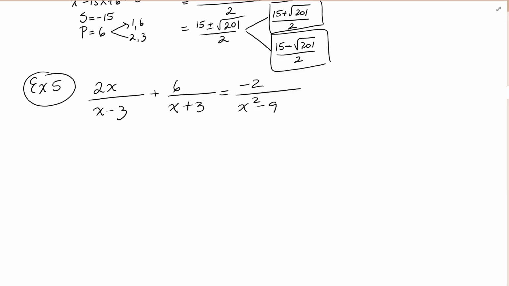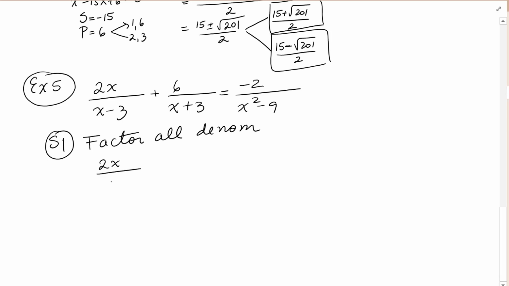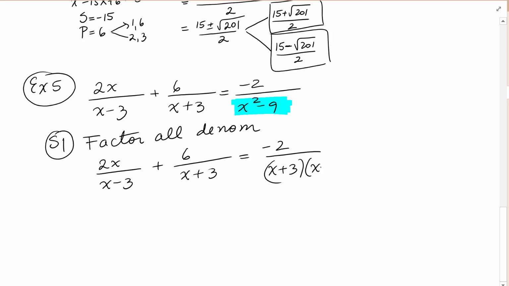Okay, let's solve example 5 from the list. So we have 2x over x minus 3 plus 6 over x plus 3 equals negative 2 over x squared minus 9. So first step, step 1, factor all denominators. So we have 2x over x minus 3, that's already factored, plus 6 over x plus 3, that's already factored. Negative 2 over, well, x squared minus 9 can be factored into x plus 3, x minus 3.